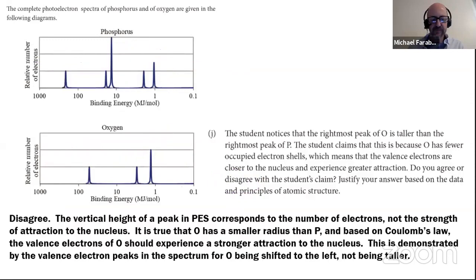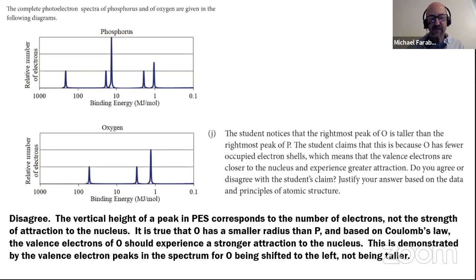So disagree. The vertical height of a peak in a photoelectron spectrum corresponds to the number of electrons, not the strength or attraction to the nucleus. It is true that oxygen has a smaller radius than phosphorus.